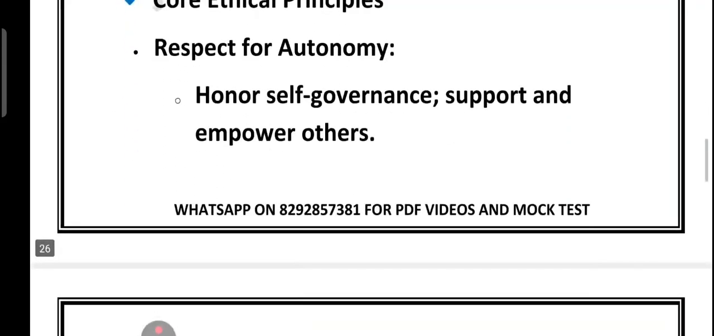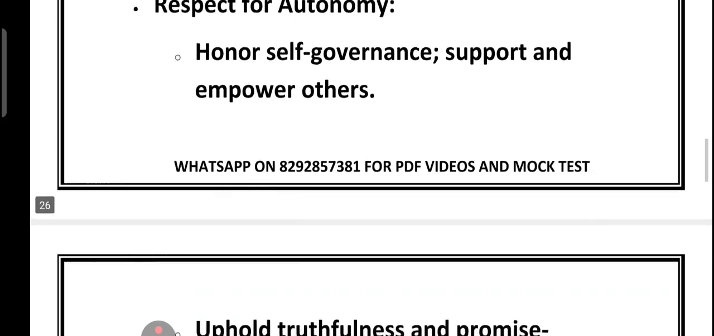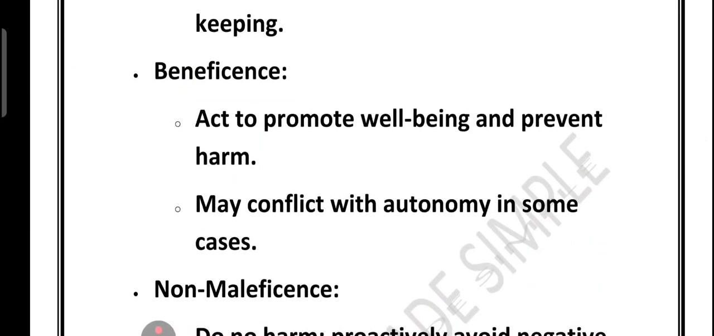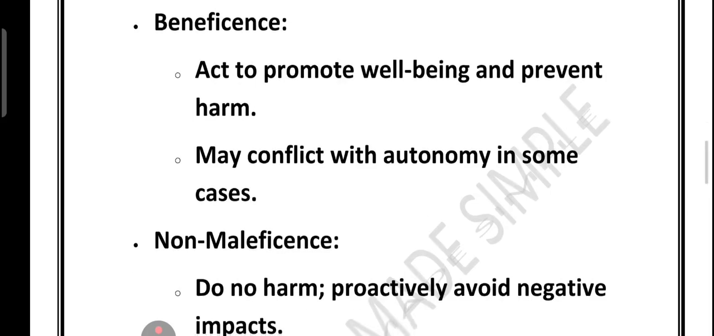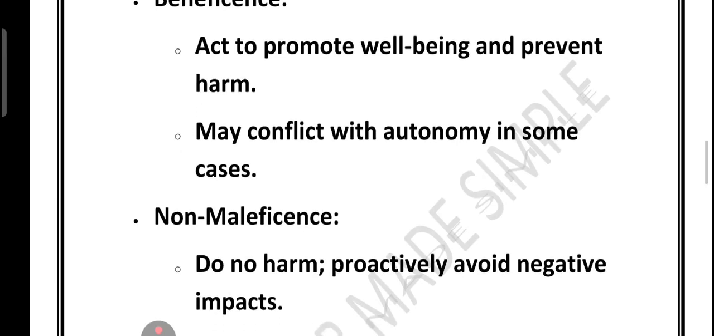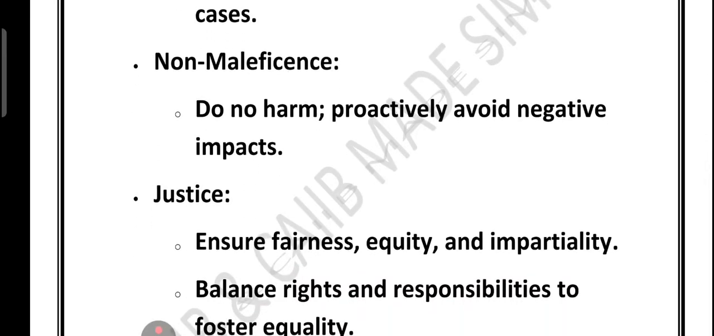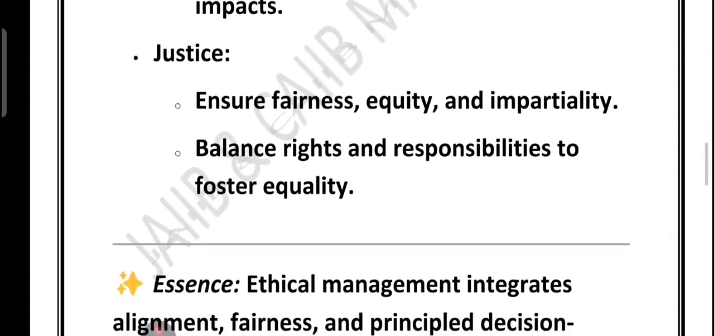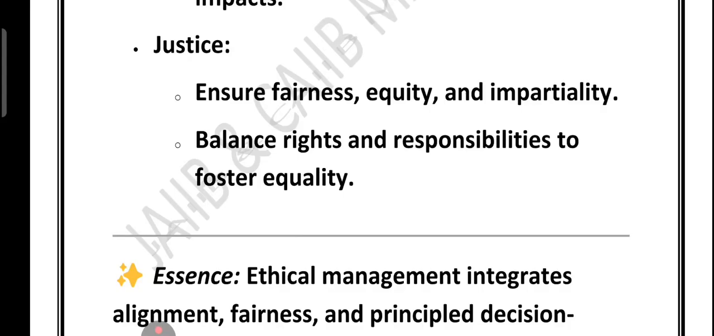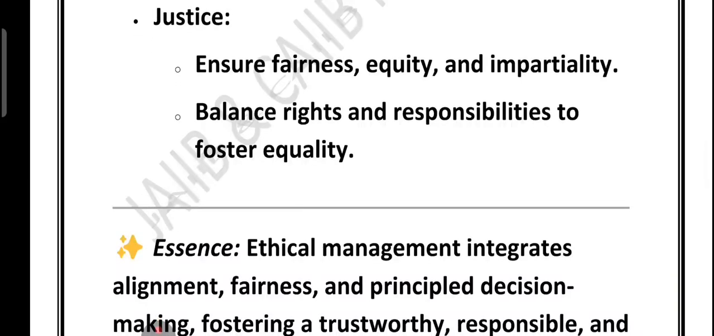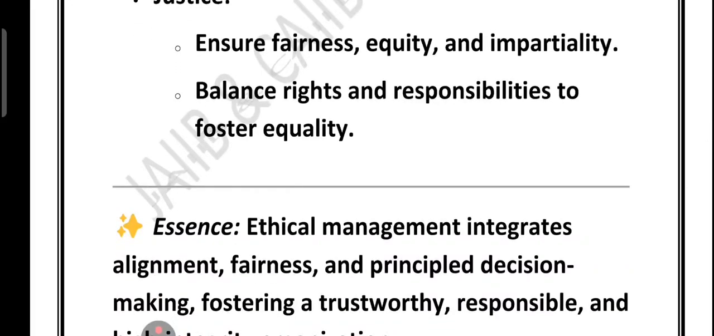Now, some core ethical principles they have mentioned: respect for autonomy, which means honor others' self-governance, support and empower them, and always uphold truthfulness and promise keeping. Then we have beneficence. Act in a way that promotes well-being and prevents harm. Sometimes this may require balancing it against autonomy. Non-maleficence, which means do not harm and proactively avoid actions that could negatively impact others. Justice, which means ensure fairness, equity, impartiality, balance rights and responsibility to foster equality within the organization.